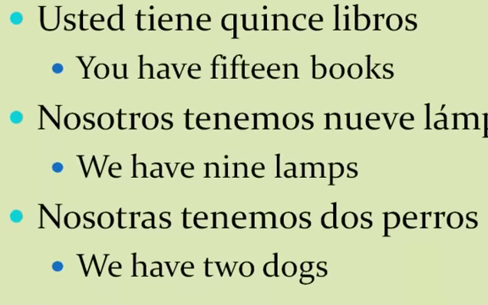And we have 2 dogs. Nosotras, that's the female form. Nosotras tenemos 2 perros. We have 2 dogs. Look at the last one: nosotros tenemos 9 lámparas. We have 9 lamps, but it's the male form. This is the female form. Okay, nosotras tenemos 2 perros.